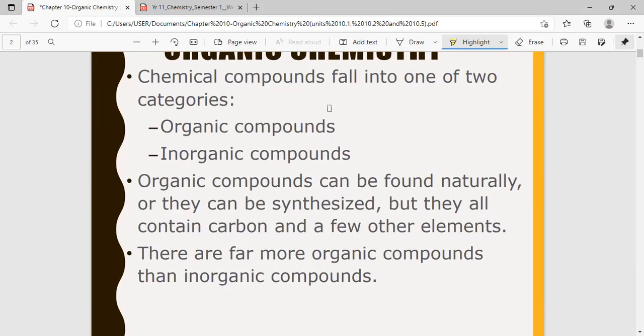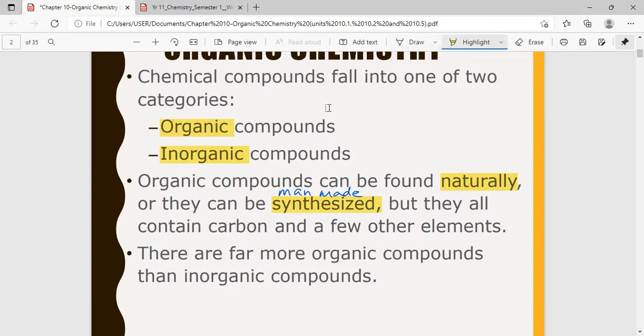Chemical compounds are grouped into two big categories, which are organic compounds and inorganic compounds. Organic compounds can be found naturally. A lot of compounds that are present in living things are found to have carbon, and so they are known as organic compounds. Now, organic compounds can also be synthesized. That means they can also be man-made.